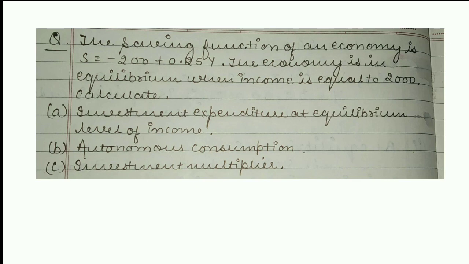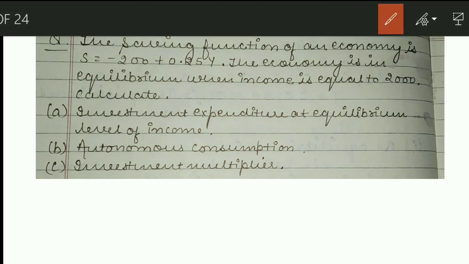All right, and here is one more question for you. Please practice it yourself. The question is saying that the saving function of an economy is this. Okay, the economy is in equilibrium when income is equal to 2000. Calculate investment expenditure at equilibrium level of income, right? You know, saving is equal to investment. All right, income is given to you, so find the saving. So whatever the saving will be, it will be just equal to your investment. Then you have to find autonomous consumption.